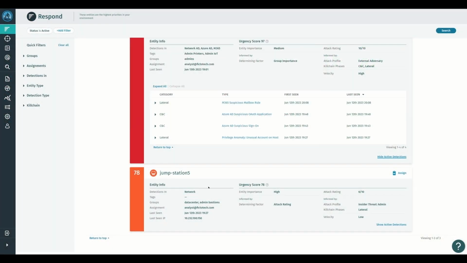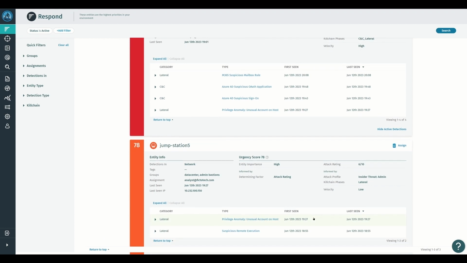The third is the jump station. This is an administrative server. It takes all of the administrative activity, and all of the admins have to go through it in order to do their job. So it is a gold mine for attackers if they're able to get access to this.